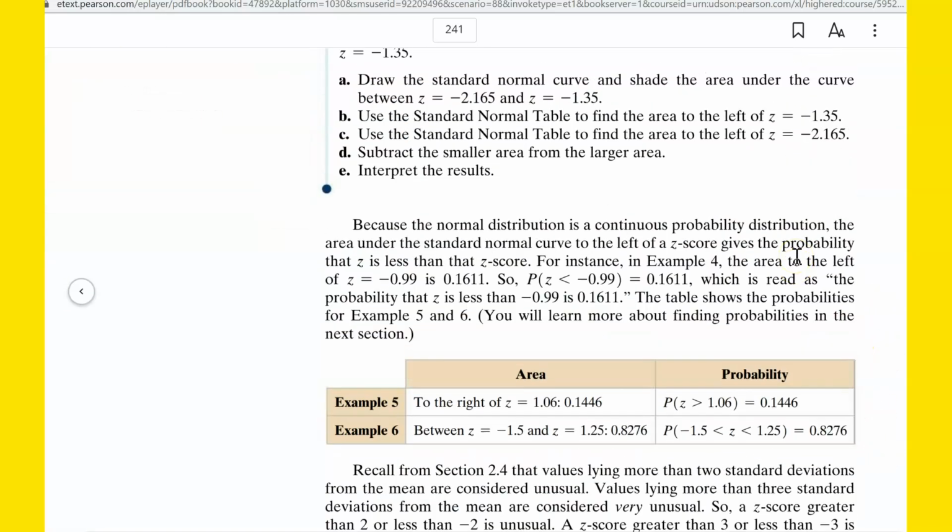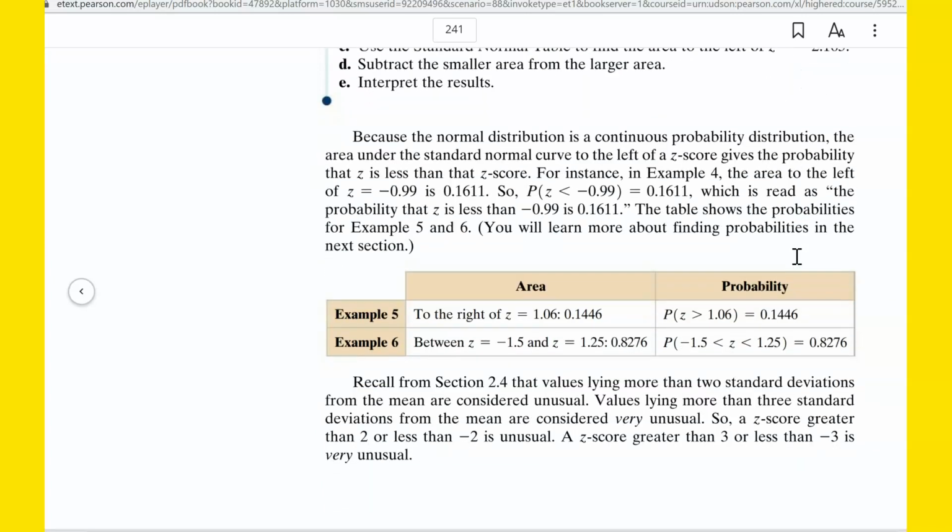All right, and that is the end. Let me see if there's anything important in this part before I close it out. There's one more thing to say, although I think you already know this: values lying more than 2 standard deviations from the mean are considered unusual. So a z-score of more than 2 or less than negative 2 is considered unusual. Values more than 3 standard deviations from the mean are considered very unusual. So a z-score greater than 3 or less than negative 3 is considered very unusual.